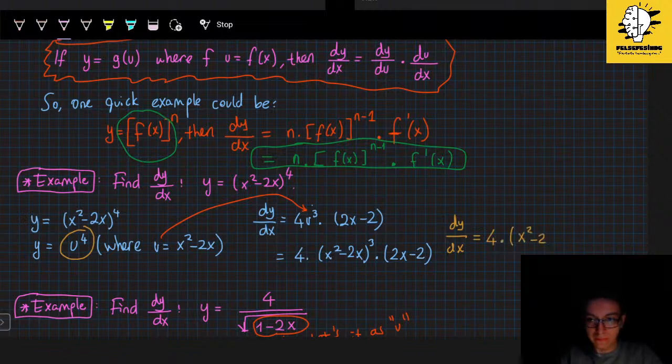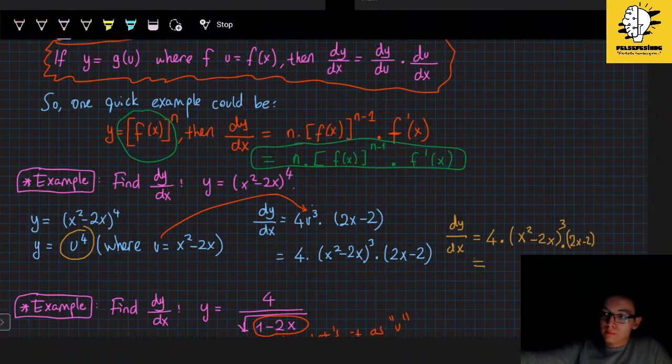Okay, and we have one more thing actually, and we have to take the derivative of x squared minus 2x itself, not its power. Okay, let's take it. It is 2x minus 2, and as you can see, we can find the correct results. Yes, perfect. Okay, let's pass to the second question.